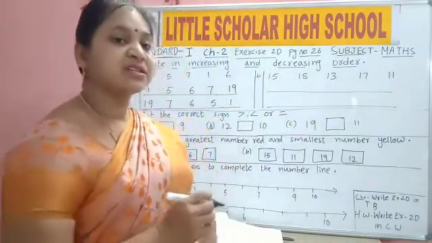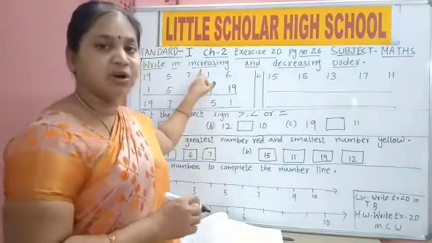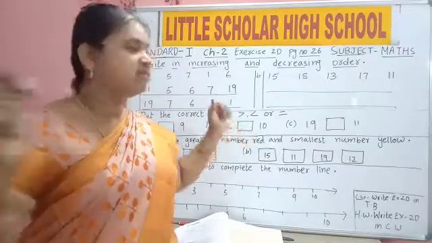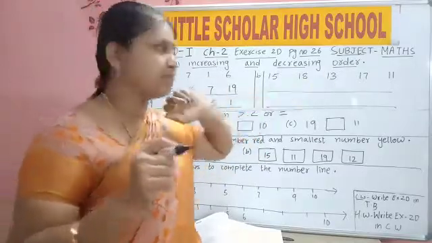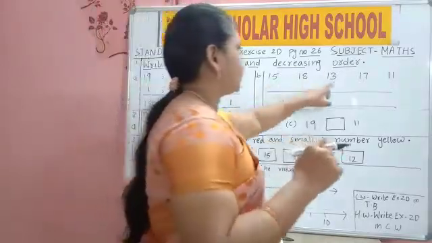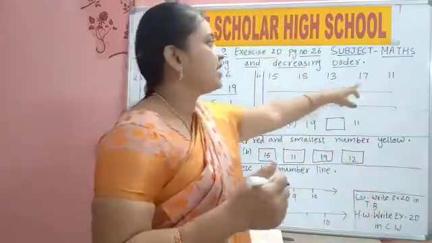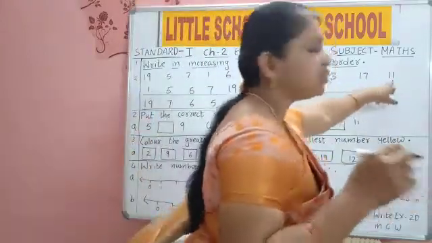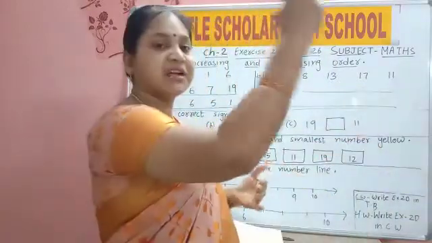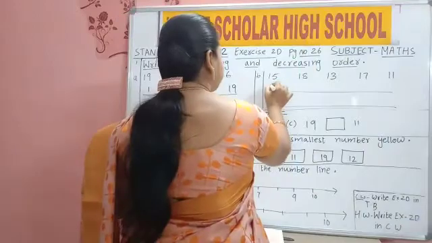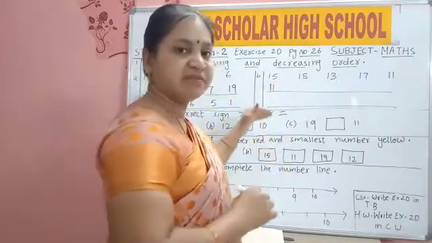First we should write increasing order. How will we increase? From small to greater. So first, which is the smallest number among these: 13, 17, 11, 18, 15? When you write numbers, after 10 you write 11. So 11 comes first in 2-digit numbers, so we will write 11 first.